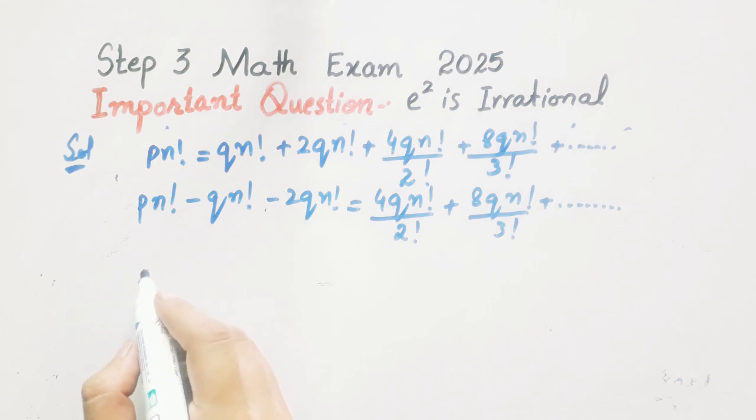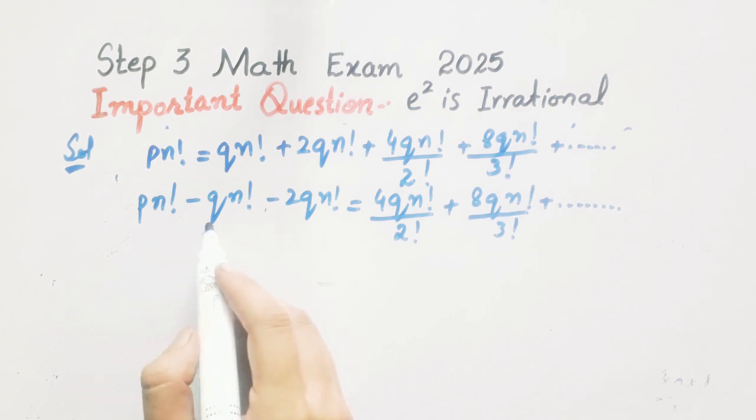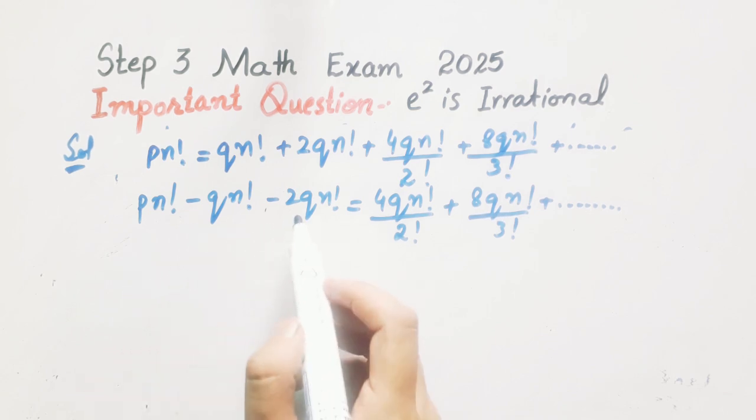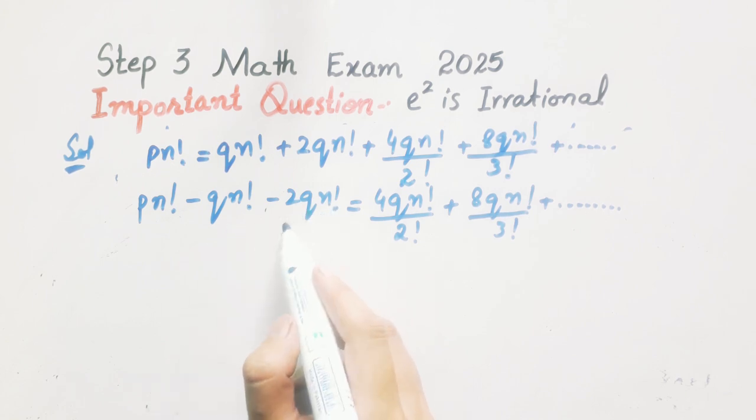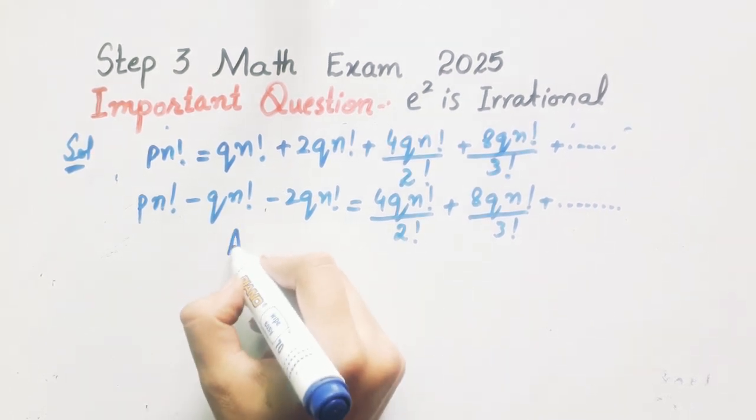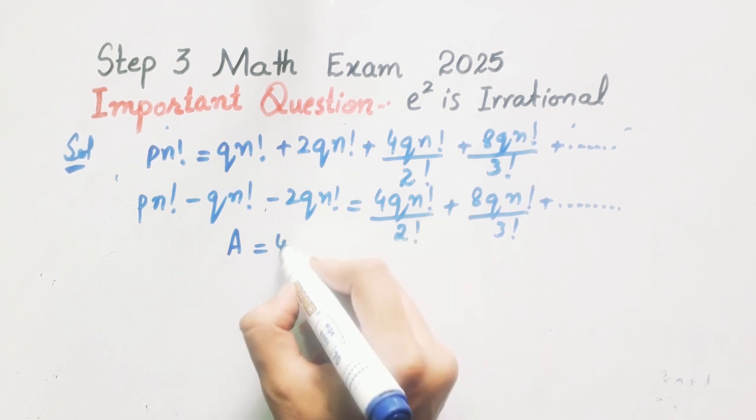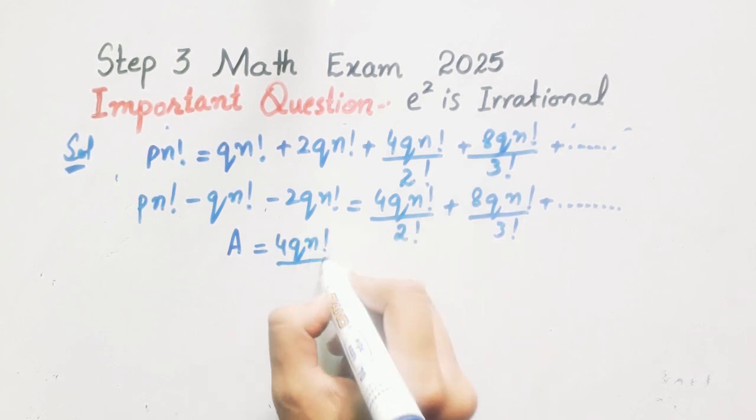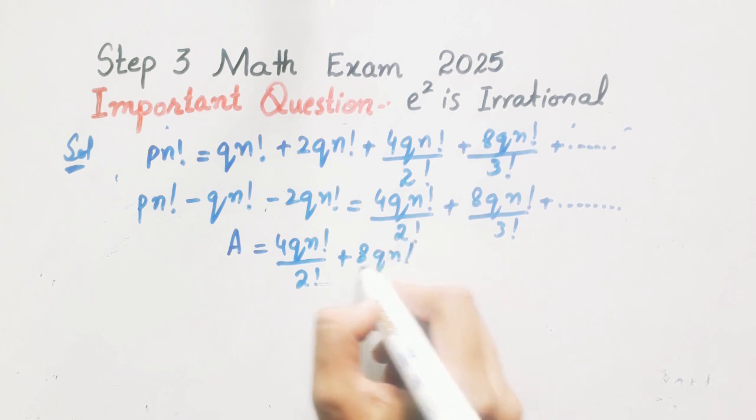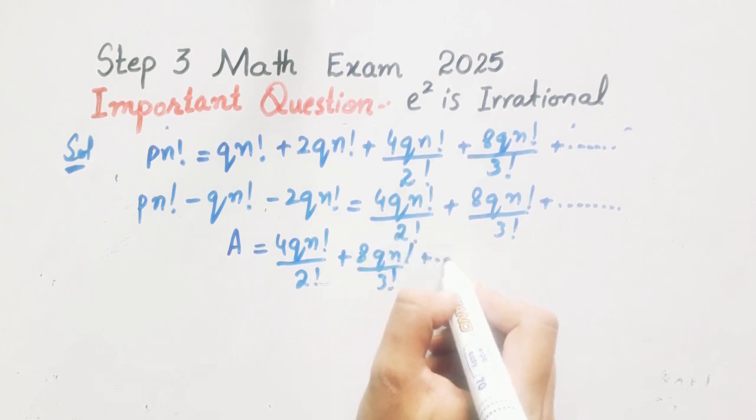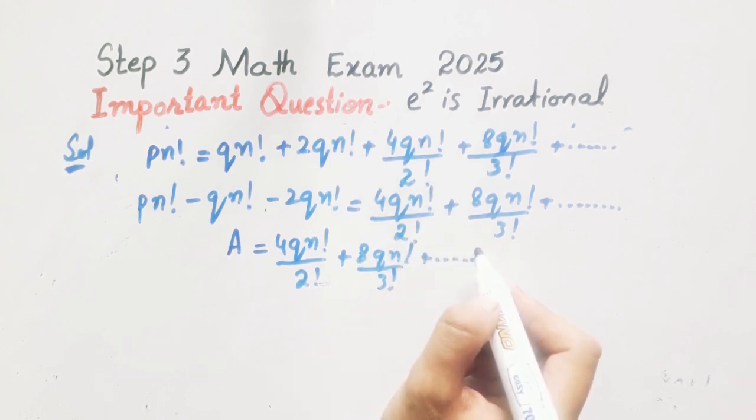So you notice that the left hand side of the equation is an integer since p, q and n are integers. Let's denote the integer on the left hand side as a. Now this will be a, and the remaining is 4q n factorial by 2 factorial plus 8q n factorial by 3 factorial, and so on.